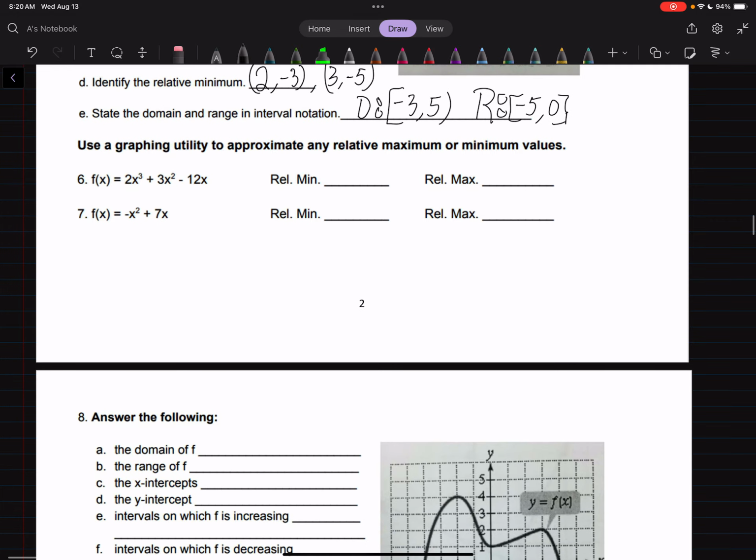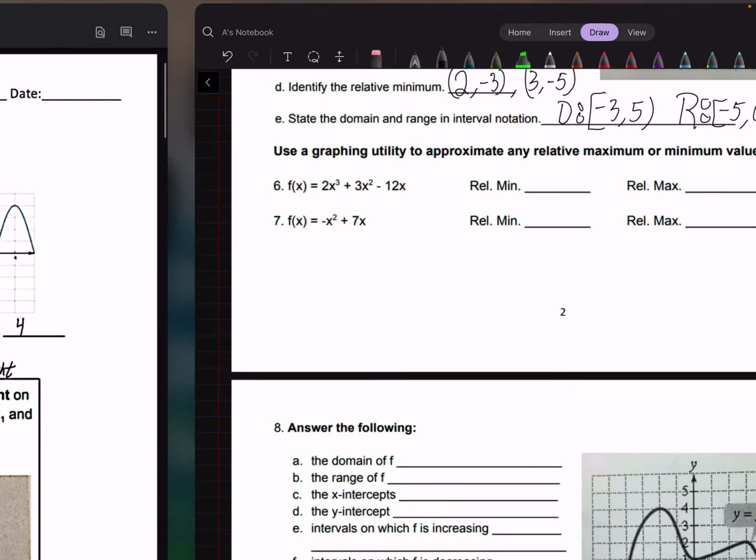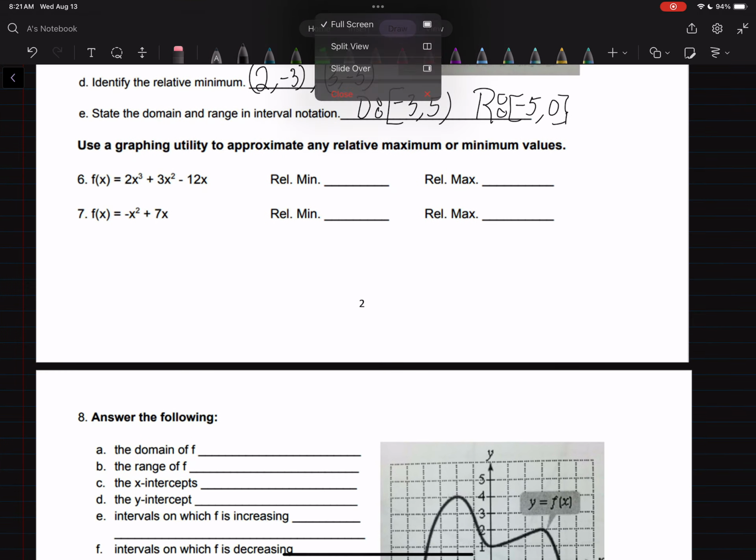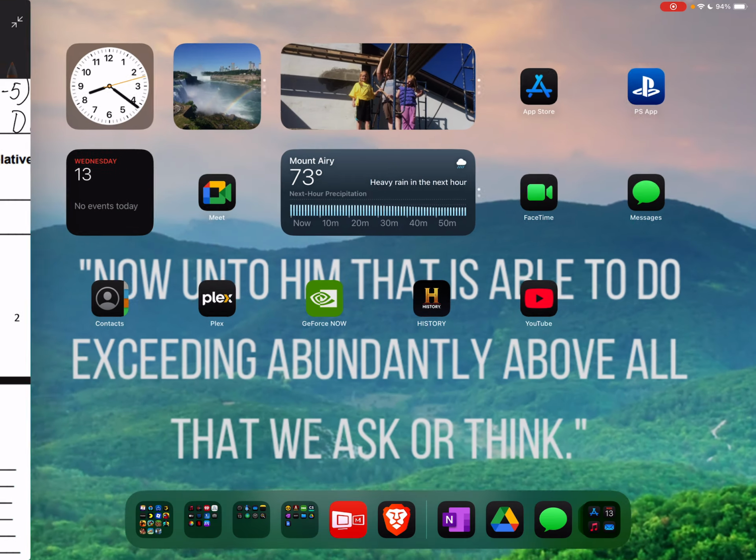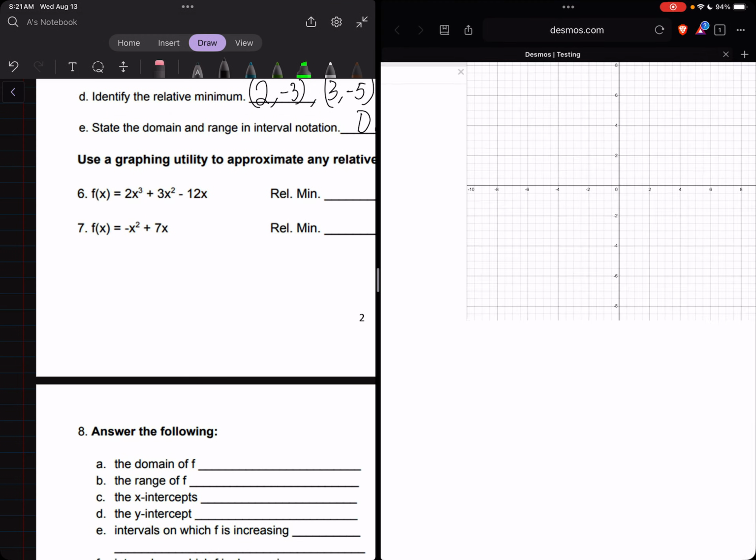All right, let's look at how to use Desmos to do this. So use a graphing utility to approximate any relative maximum or minimum values. So I'm going to go to Desmos.